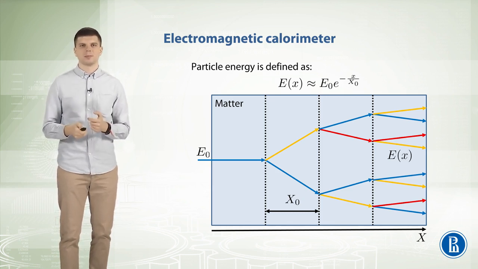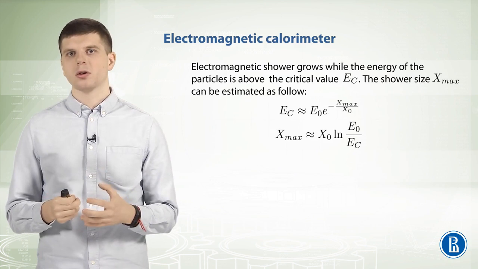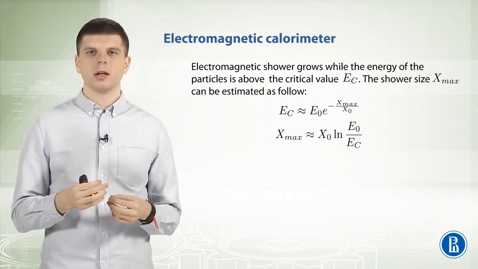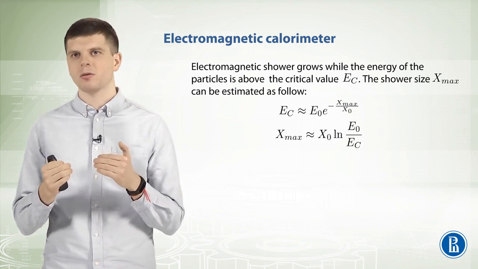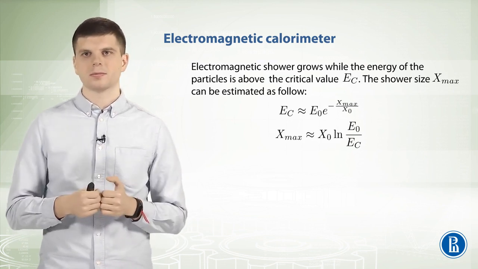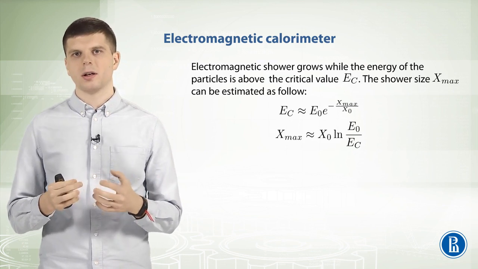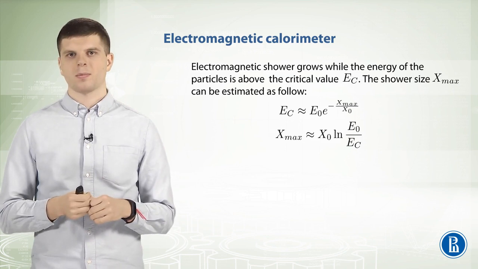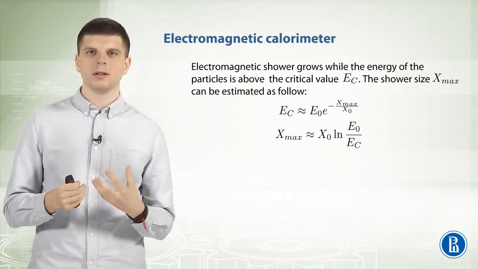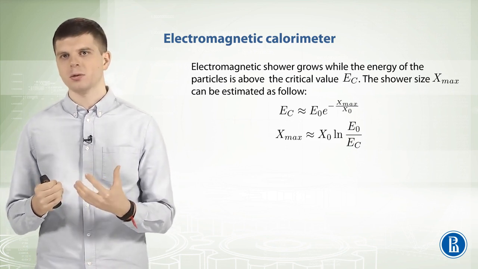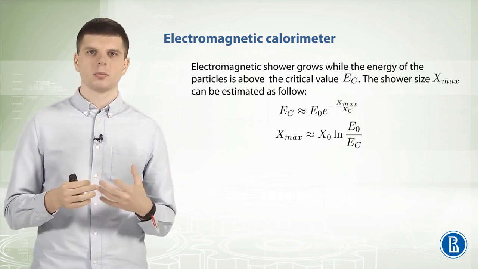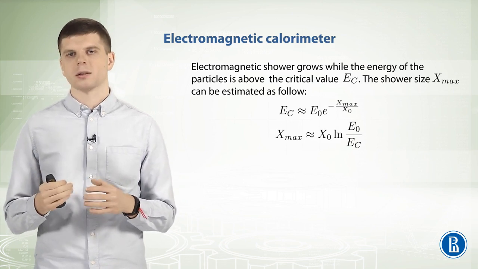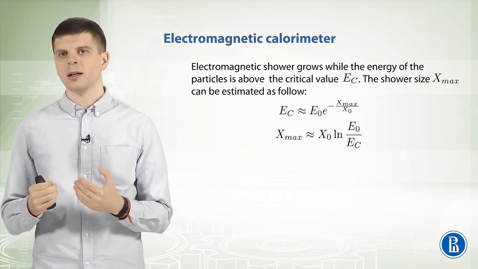Let's consider that. The electromagnetic shower grows while the energy of the particles in the shower is above the critical value EC. The shower size X max can be estimated as shown on the slide. The critical energy EC as well as X0 in the equation are defined by the material of the calorimeter. The width of the calorimeter is selected to be larger than the length of the shower.